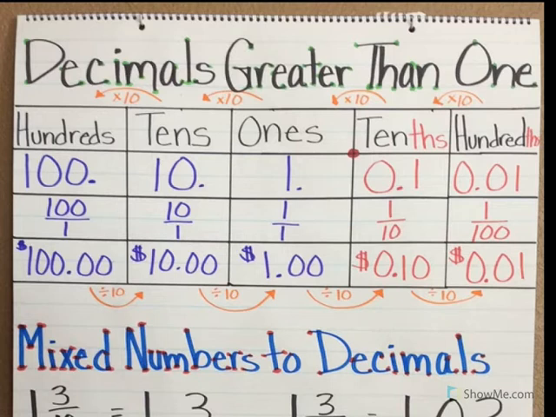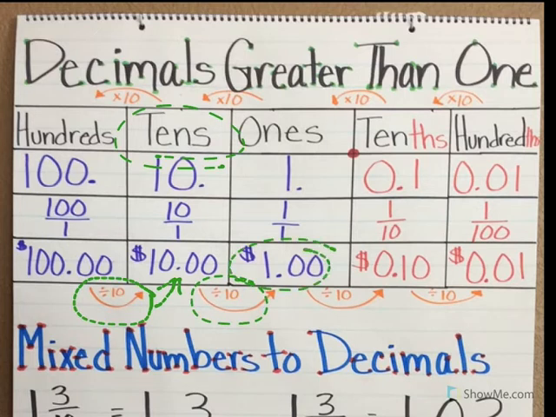Now the reverse is also true. If we start at the hundreds place and divide by 10, we would get 10, which would be our tens place. And then if we divide it by 10 again, we would get 1. Divide it by 10 again, and you would get 1/10. Divide it by 10 again, and you would get 1/100. Each place value is related to the one next to it.